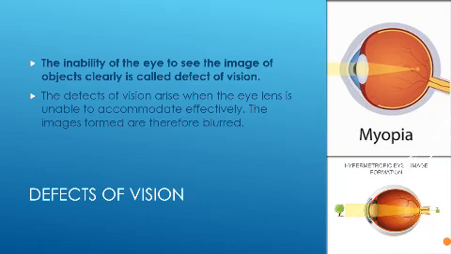Defects of vision. The inability of the eye to see the image of objects clearly is called a defect of vision. A defect of vision arises when the eye lens is unable to accommodate effectively. The image formed is therefore blurred. The eye lens might not be able to focus far objects, or it might not be able to focus near objects.